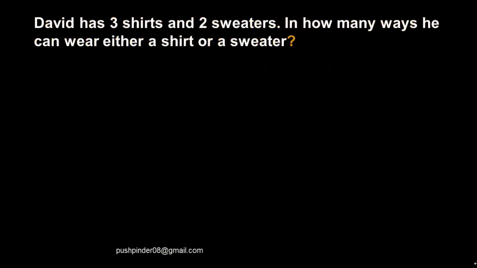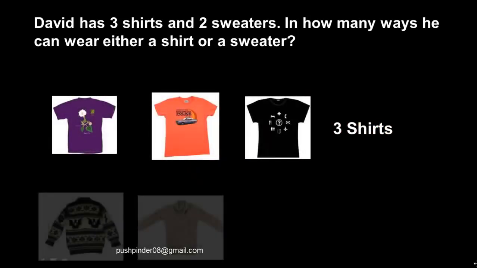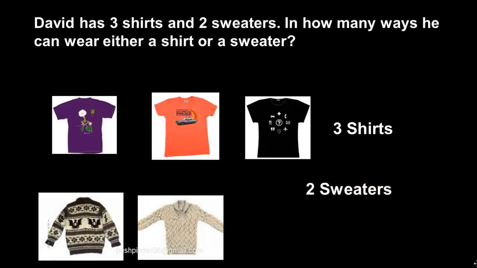Okay, so let's see this simple question over here. David has 3 shirts and 2 sweaters, and how many ways can he either wear a shirt or a sweater? So this is a simple question for us. David has 3 shirts. Let's suppose he has these 3 shirts, and he has 2 sweaters. Let's suppose he has these 2 sweaters. So the question asked is, in how many ways can he either wear a shirt or a sweater?